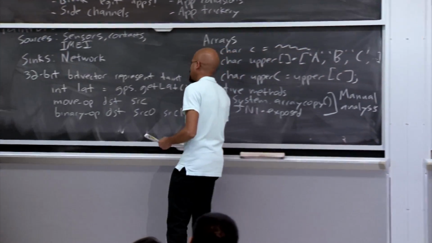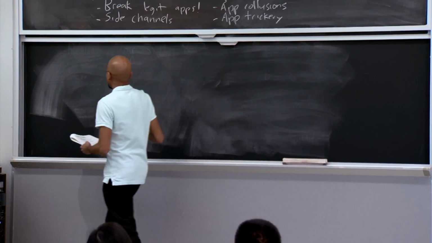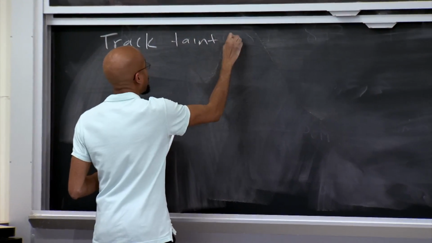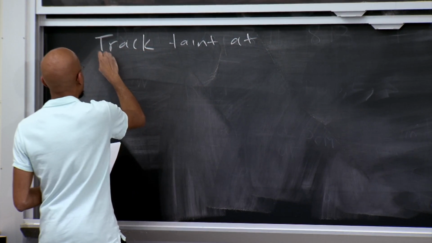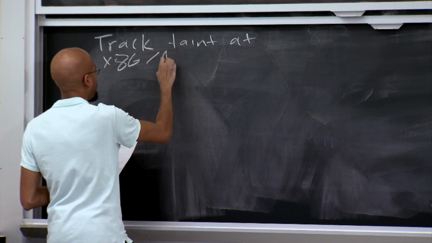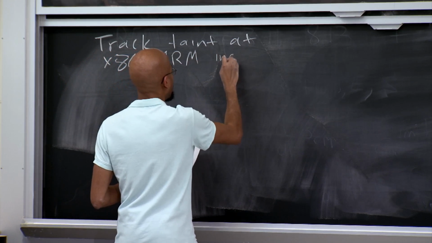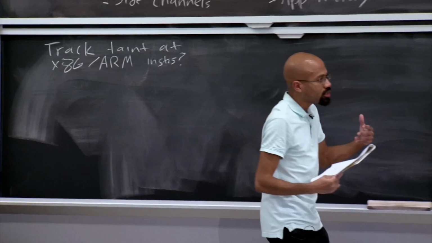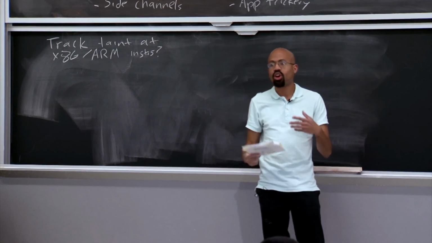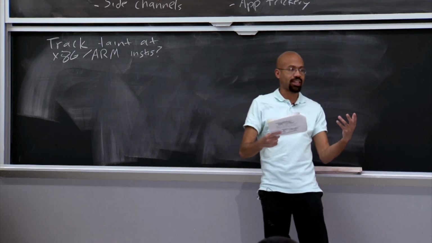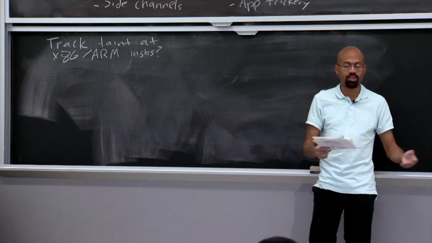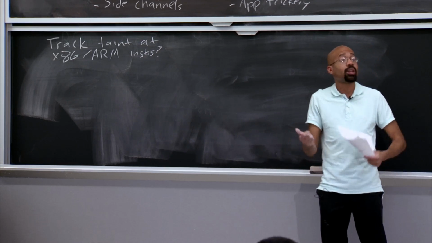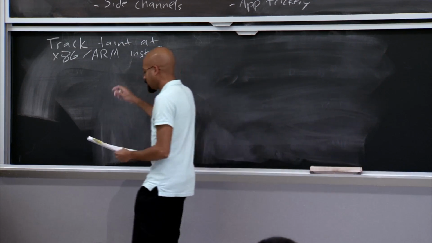So one thing you might think to yourself is, could we track taint at the level of x86 instructions, or maybe ARM instructions? One reason why that might be useful is because then we could understand how information flows through arbitrary applications, not just ones running inside this tricked out VM that requires you to run Java and so on and so forth. So why not track taint at that level? It turns out that you can in fact do that. There are projects that have looked at tracking taint at this low level.